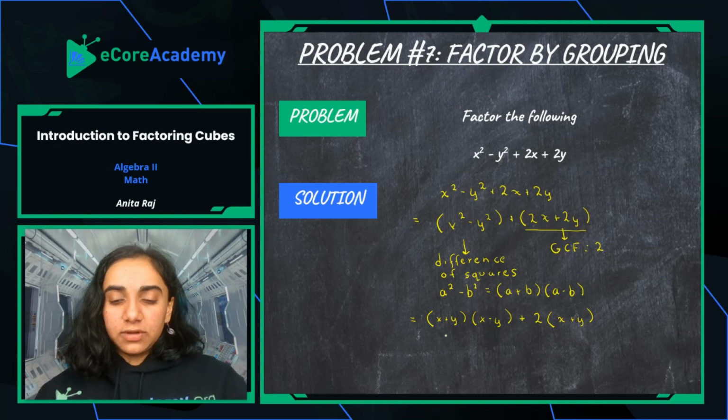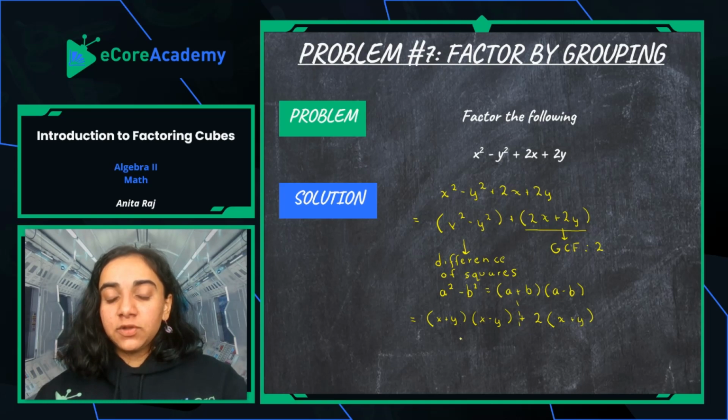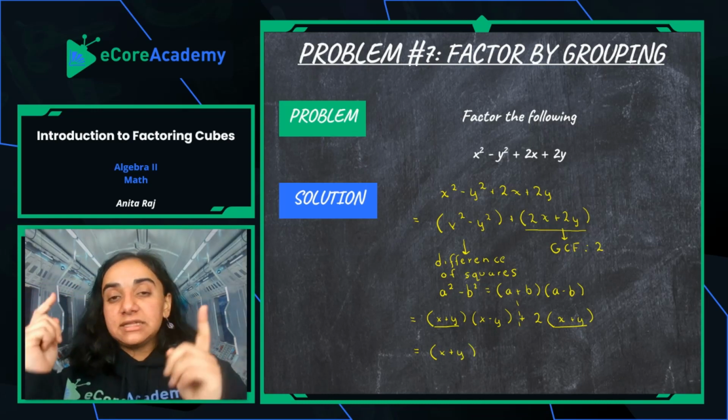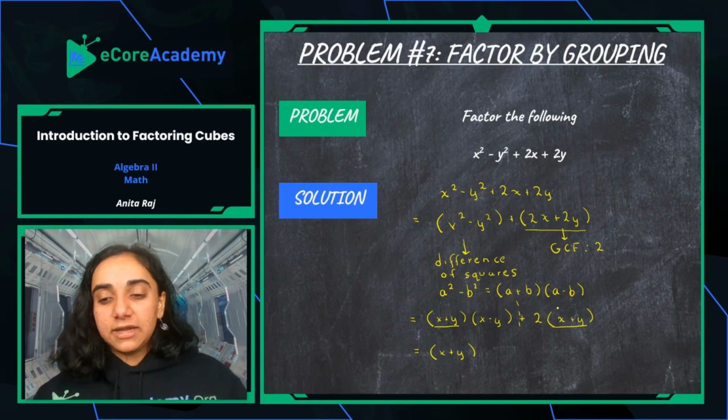So what am I going to do next? Well, I'm going to look at these two. I'm going to just draw a little dotted line here. These are like my two sets of factors, if you want to think of it that way. Well, if you see, there's an x plus y that is shared between both of them. So I'm actually going to write the x plus y first. Our goal with factoring is to get that same one set of parentheses on both sides that match. So in this case, it's x plus y and x plus y.